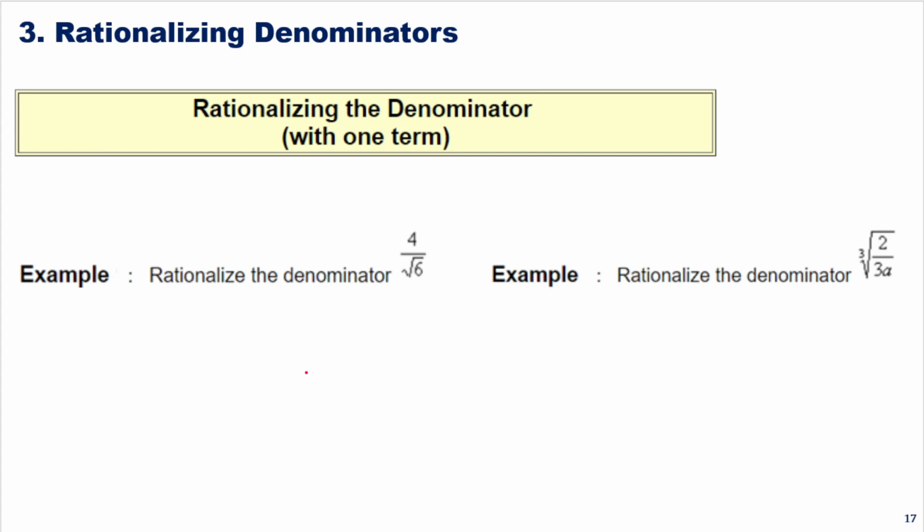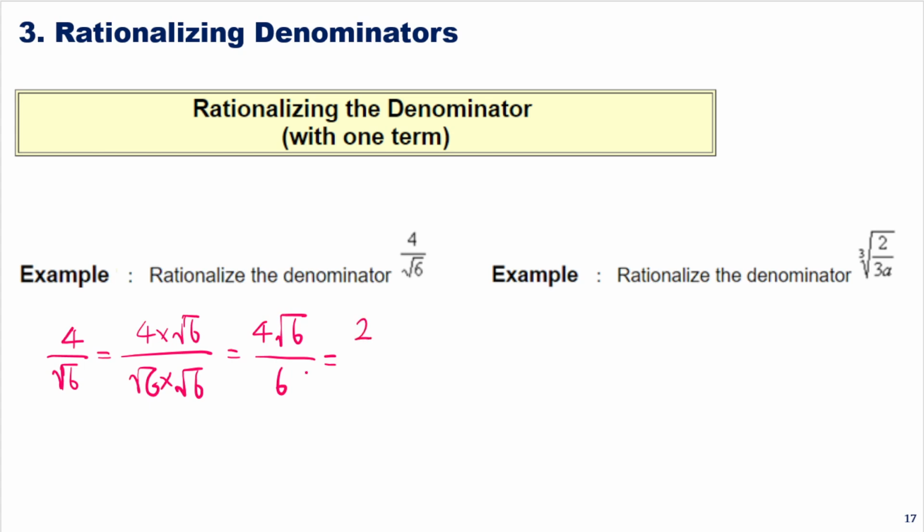So note that there is only one term in the denominator in these two examples, right? So the first one is pretty easy, 4 over square root 6. In order to rationalize the denominator, we need to multiply both the numerator and denominator by square root 6, right? So in this way, we get 4 square root 6 over 6, and this can be simplified to 2 square root 6 over 3. Next one, we have cubic root of 2 over 3a.